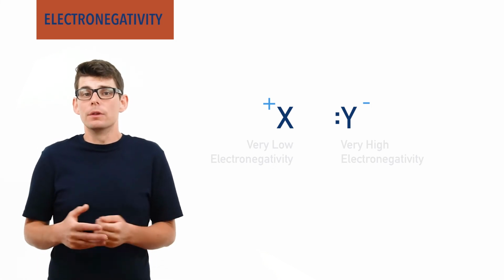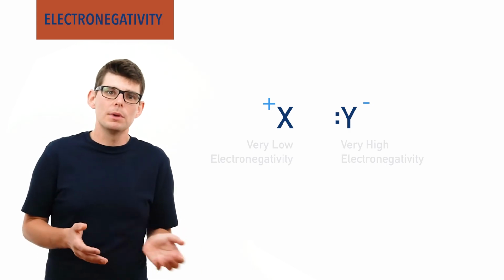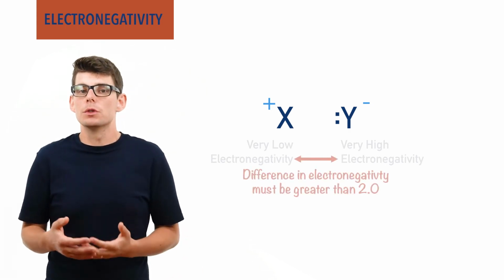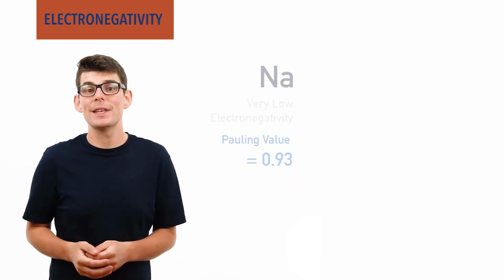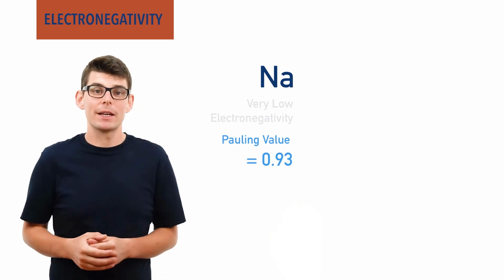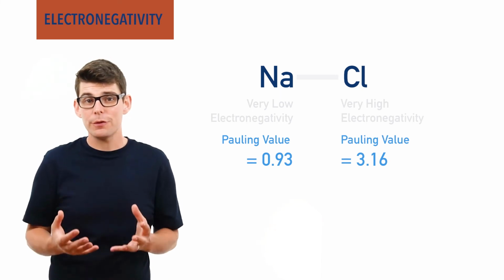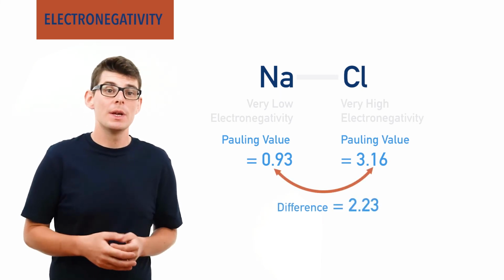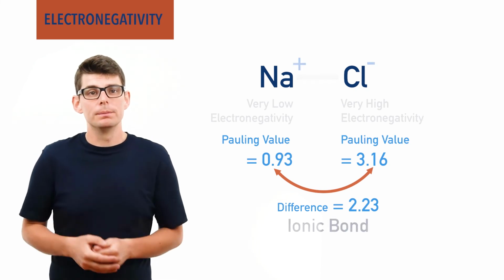For this to happen, the difference in electronegativity values for the two bonded atoms, based on the Pauling scale, needs to be greater than 2.0. For example, sodium has an electronegativity value of 0.93, and chlorine has an electronegativity value of 3.16. The difference in electronegativity between the two is 2.23, meaning an ionic bond will always form.